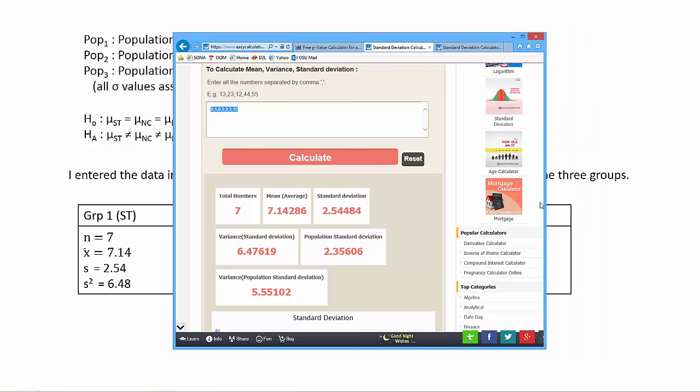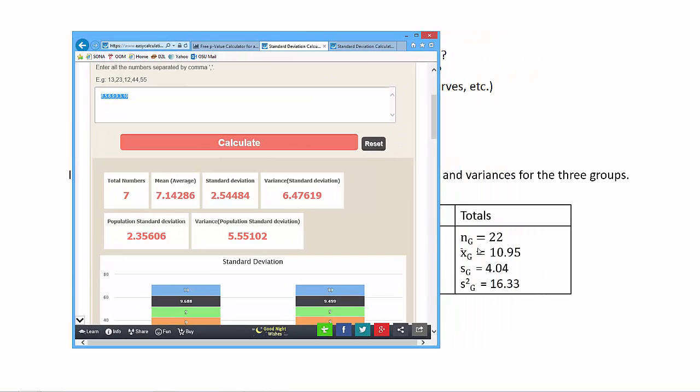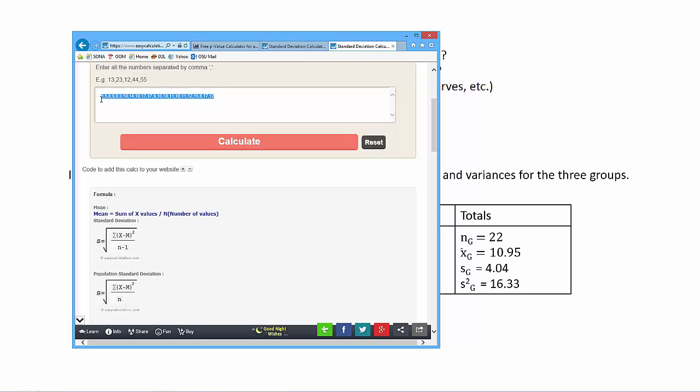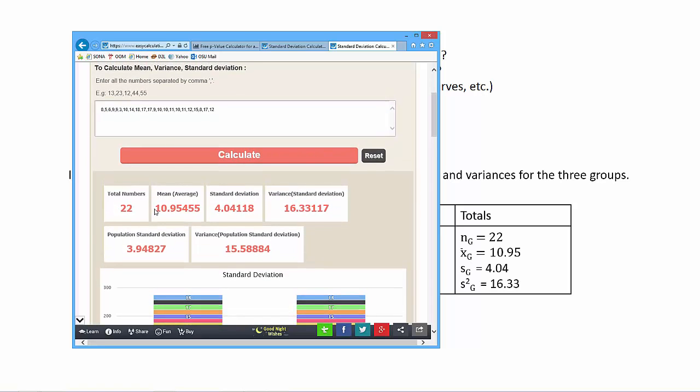Now let's move this window over, and I also want to take a look at the totals here. To get the totals, what you need to do is enter all of the numbers into your calculator. So let's take a look at how I did that. Here are all 22 values from all three groups entered into this little window, or entered into your calculator or Excel, or however you want to compute the means and variances and so forth. So I've entered all 22 individuals into the window. I select calculate. There's the sample size 22. The mean is 10.95. That's for everybody in the entire study. And then the standard deviation is 4.04 and the variance is 6.33.